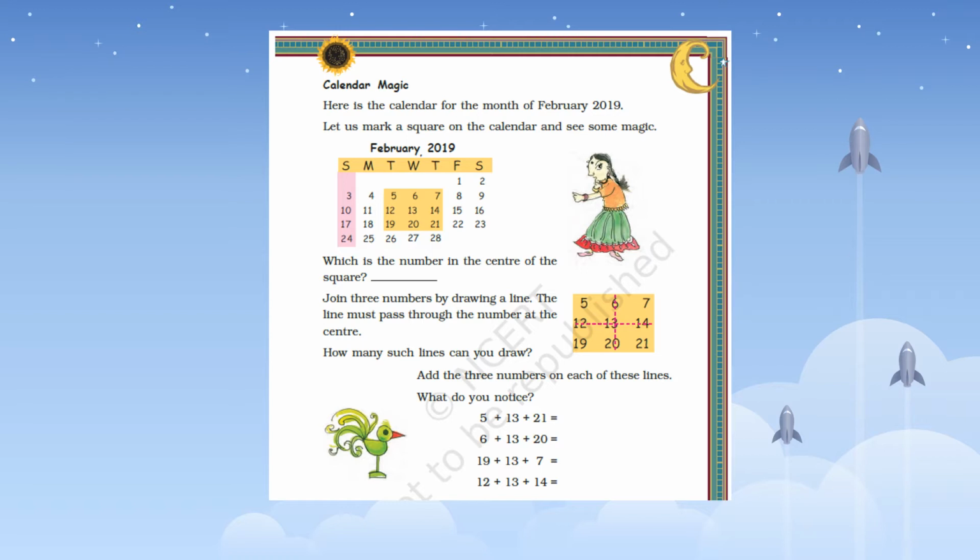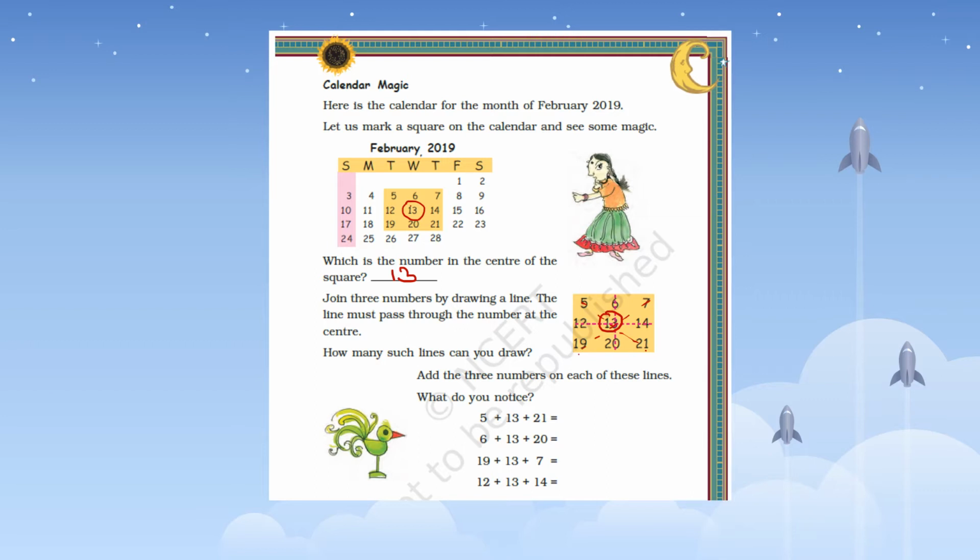If we consider this box, which is the number in the center of the box? We can see the number is 13, right? Join three numbers by drawing a line, but remember to include the middle number. And we can draw such lines as well, right?